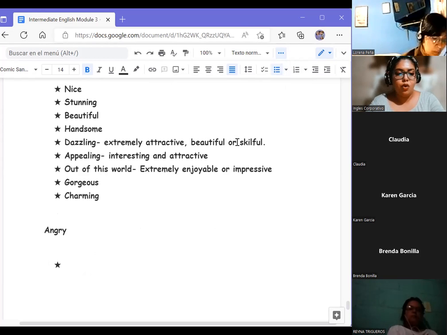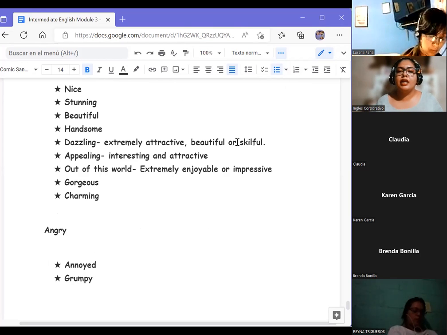Angry, and we have annoying. That means feeling or showing angry irritation. Then grumpy. That means being in an angry mood because you are annoyed at something or are feeling tired. Grumpy in Spanish is like gruñón. Cuando alguien está molesto por una situación, está siendo gruñón o gruñona.